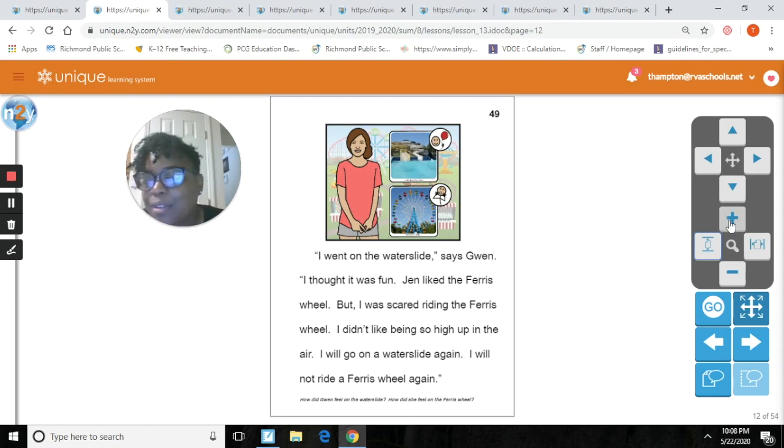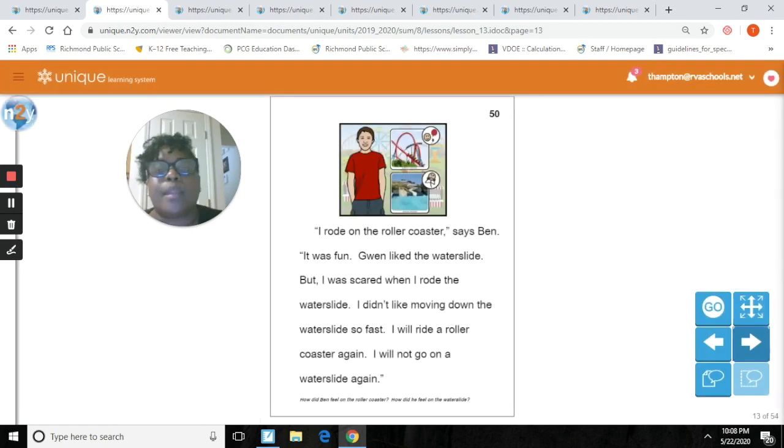All right, I have another statement to make about this page. Now we know that Gwen feels scared, and then people can choose different activities when they go to an amusement park. Not everyone will like the same thing, okay? And that's very true. All right.